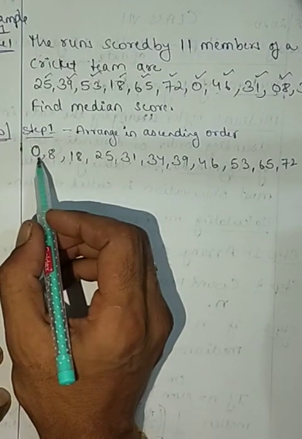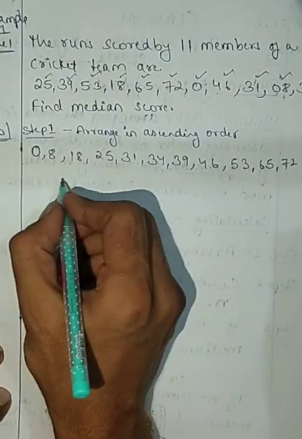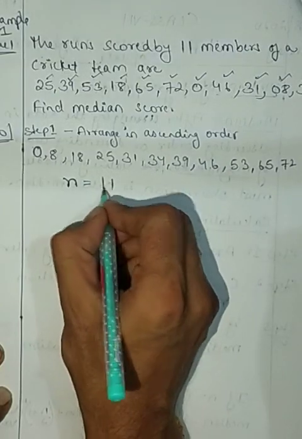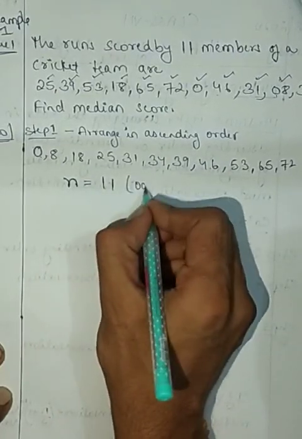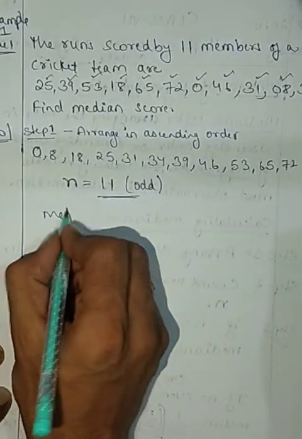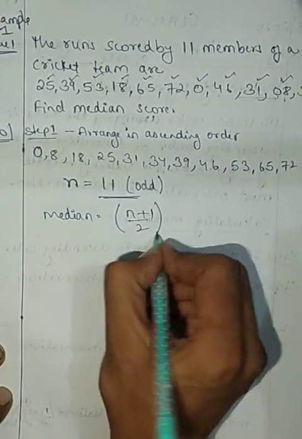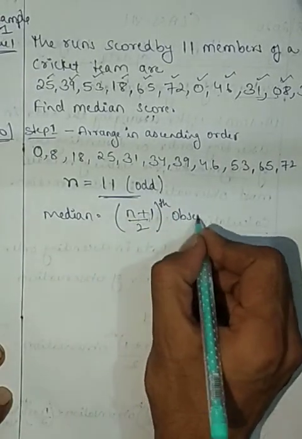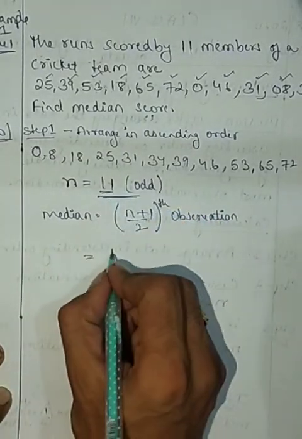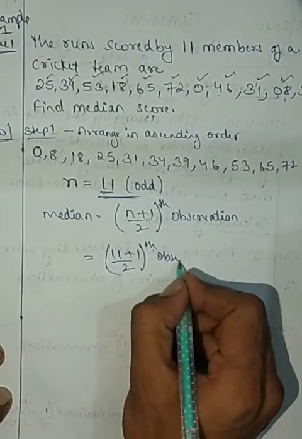Now count the number of observations: 1, 2, 3, 4, 5, 6, 7, 8, 9, 10, 11. Number of observations, that means n is equal to 11. Now tell me, is 11 even or odd? 11 is odd. So if n is odd, median is equal to (n plus 1) upon 2 th observation. Put the value of n: (11 plus 1) upon 2 th observation.